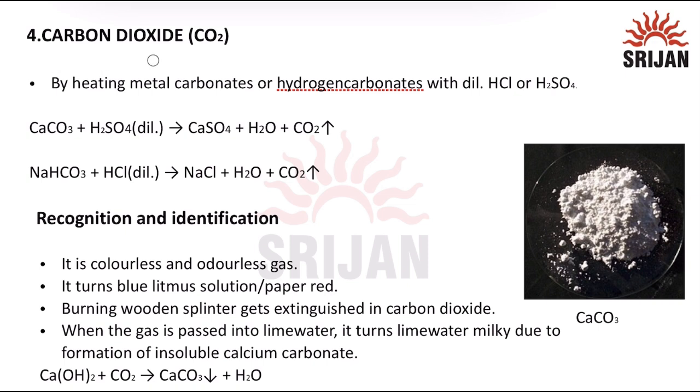Now the fourth gas, carbon dioxide. How can we prepare it? By heating metal carbonates or hydrogen carbonates. So we have to take hydrogen carbonate in this case, with dilute HCl or any one of these two acids.